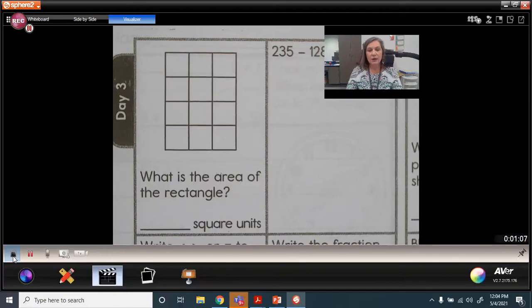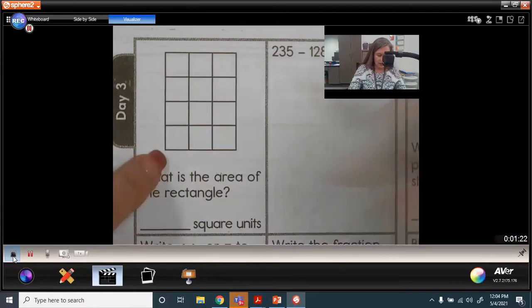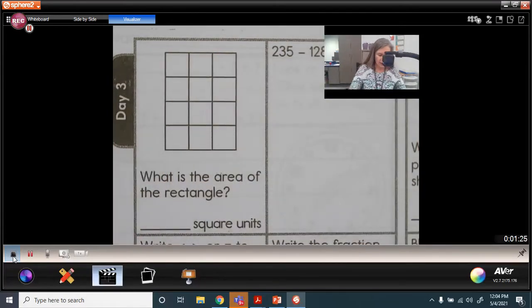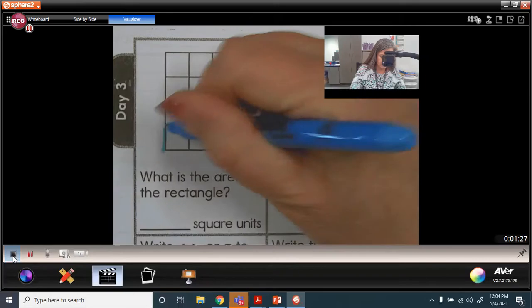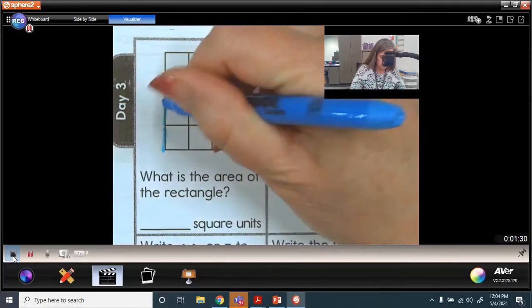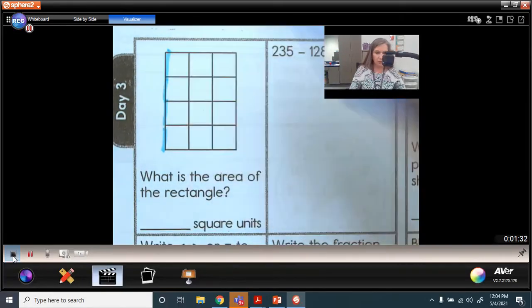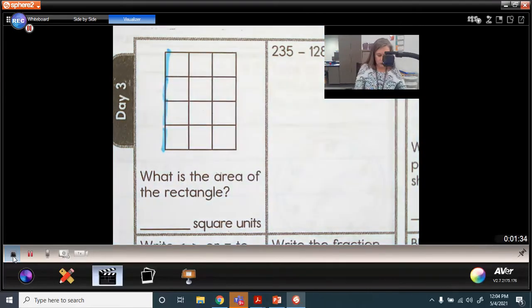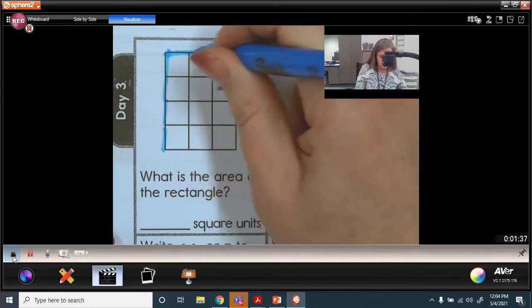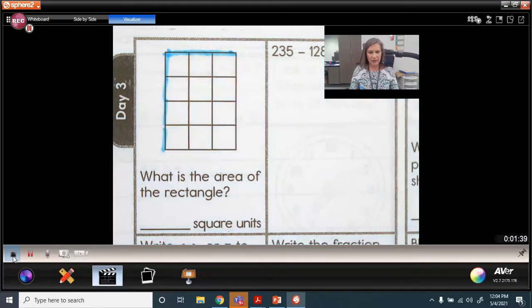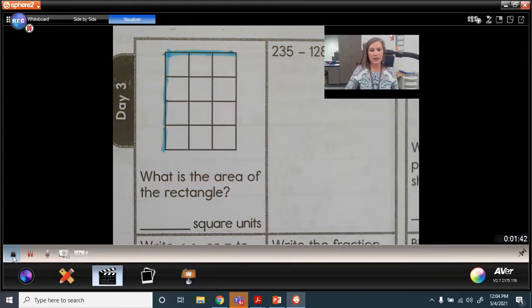So let's take a look at our first problem. We have 4 rows here, and we have 3 squares in each row. So for me to write a multiplication equation for this, I would use my rows. So I have 1, 2, 3, 4 rows. So I have 4 rows, and there are 1, 2, 3. There are 3 squares in each row.